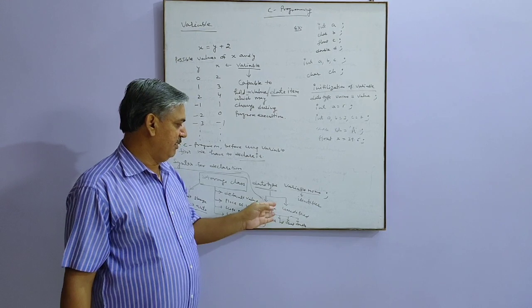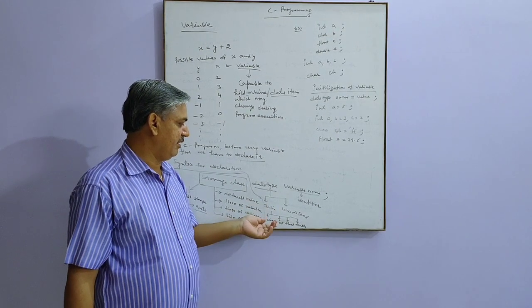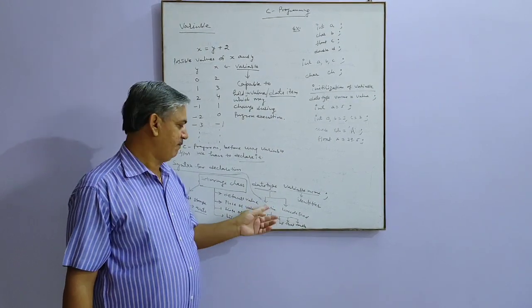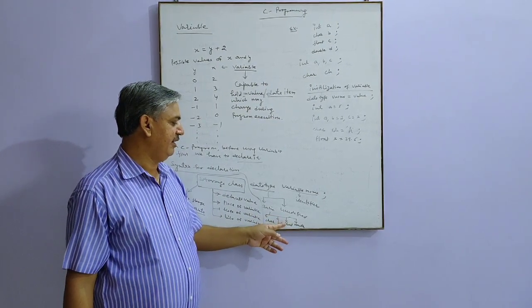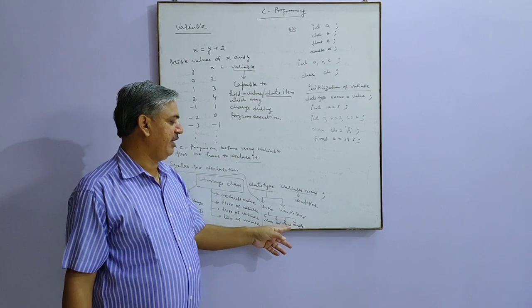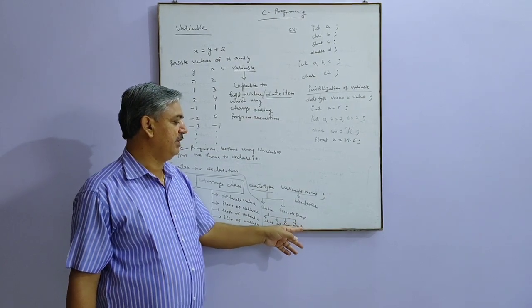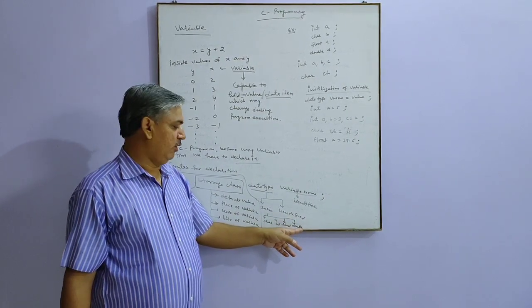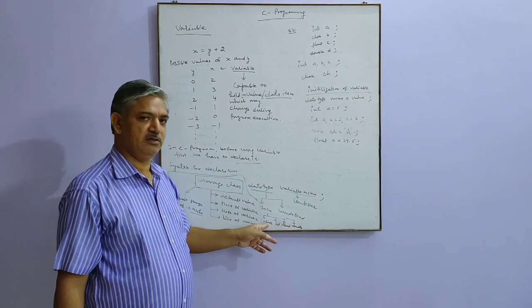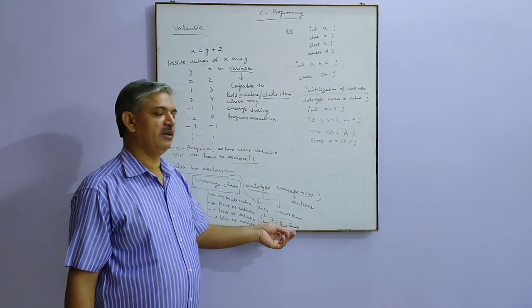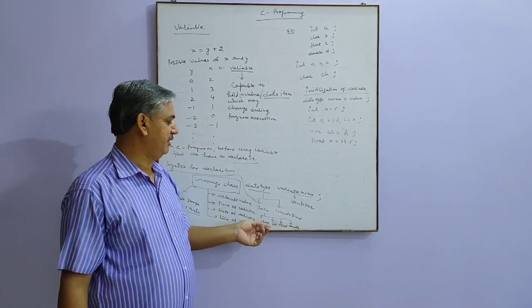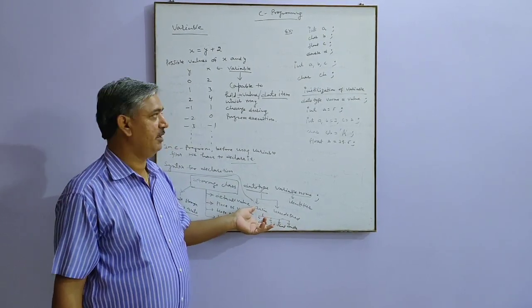At this point, only remember that there are four basic data types in C. One is char, second is int, third is float, and fourth is double. All are in lowercase letters: char, int, float and double. These four are the basic data types in C.